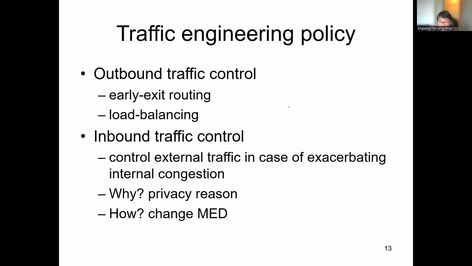So for the traffic engineering policies, there are two things we need to consider. The first thing is outbound traffic control. For outbound traffic control, there are two types. The first type is early exit routing, which means we are always trying to send out a packet at the lowest cost possible. But that can bring us a problem.